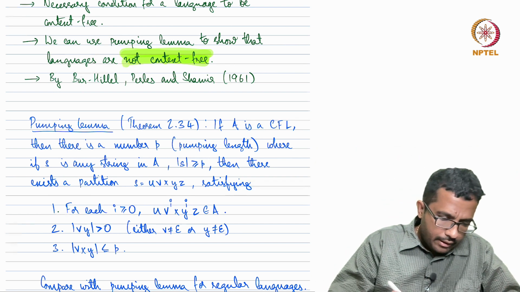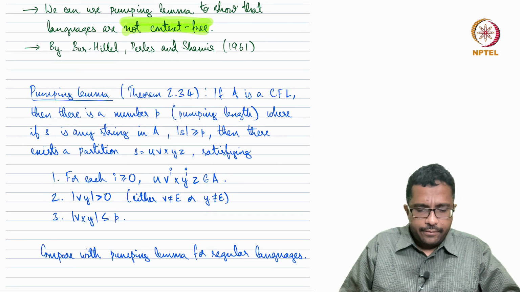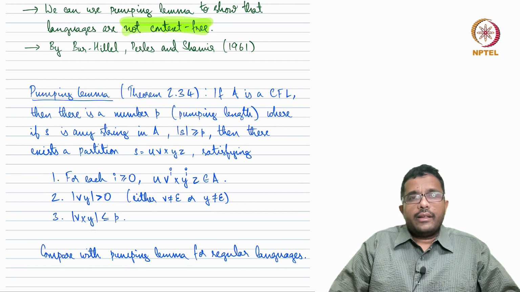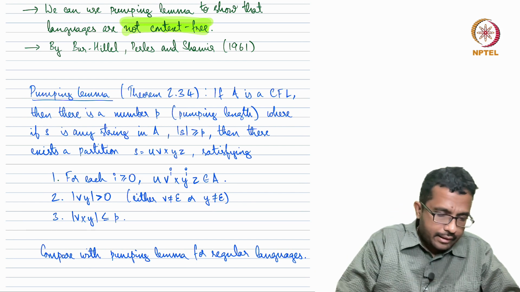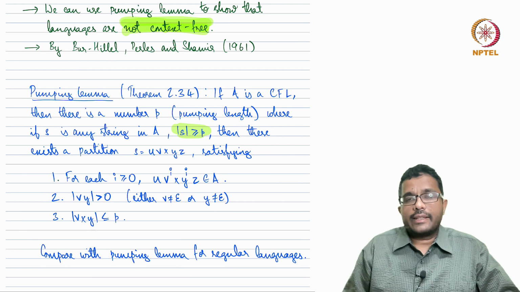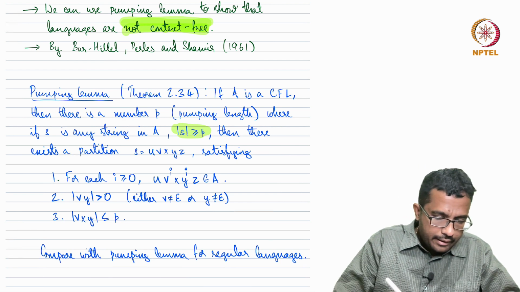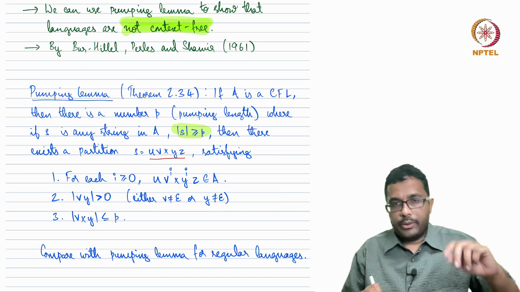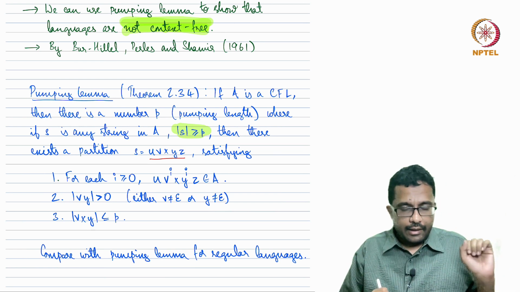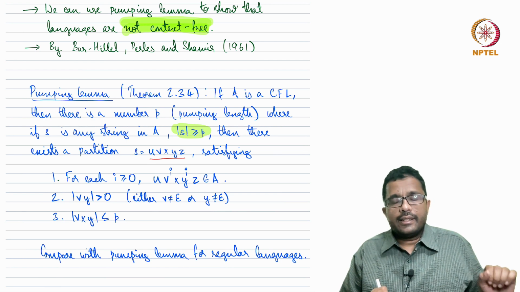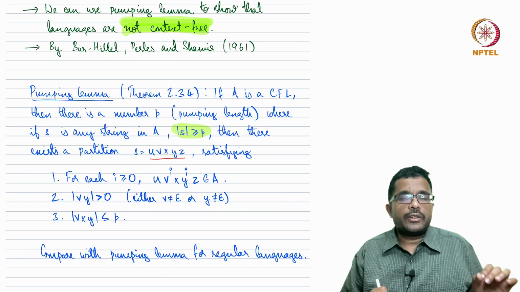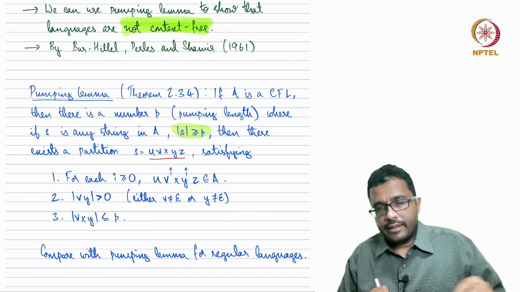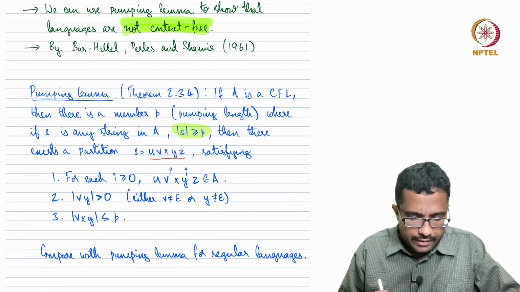So the pumping lemma says that if a language A is a context-free language, then there is a pumping length P, such that if you take any string S in A whose length is at least P, then we can partition S into 5 parts U, V, X, Y, Z, meaning as a concatenation of these 5 strings, such that the following 3 conditions are satisfied.